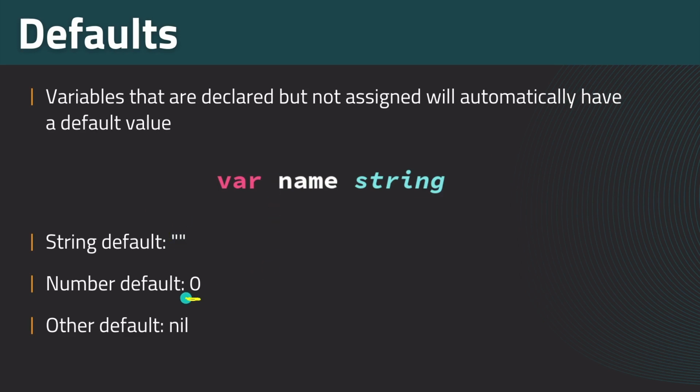For numbers, the default is 0. And for everything else, the default is nil. Nil is equivalent to null in other programming languages, meaning there's an absence of a value. So there's no value whenever we have a nil value.